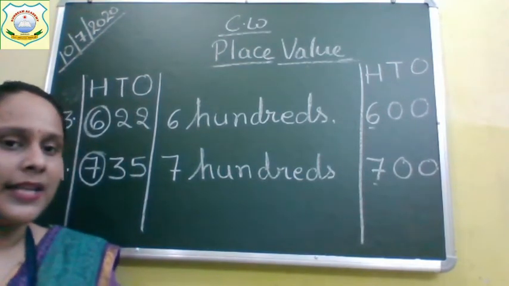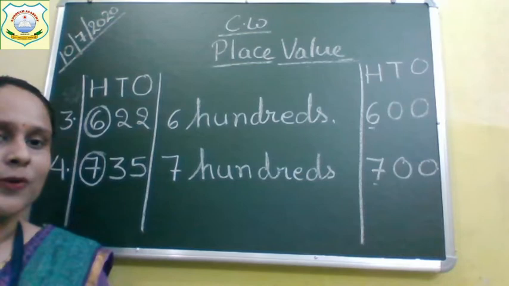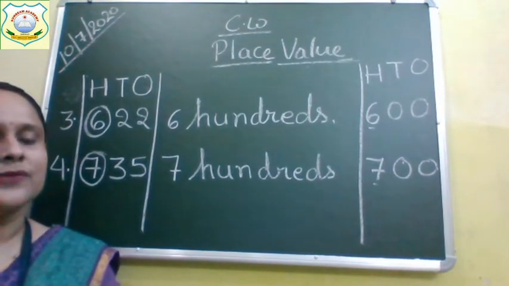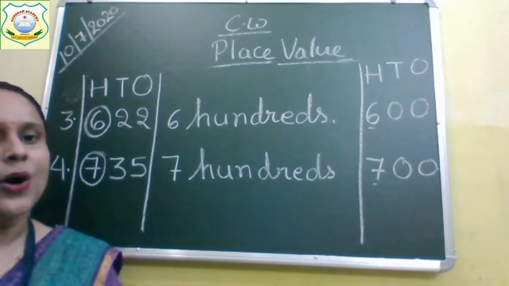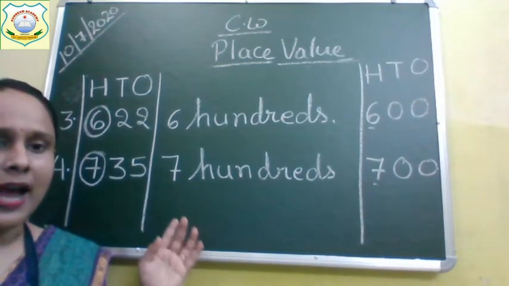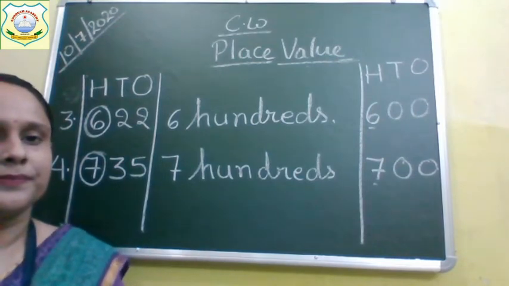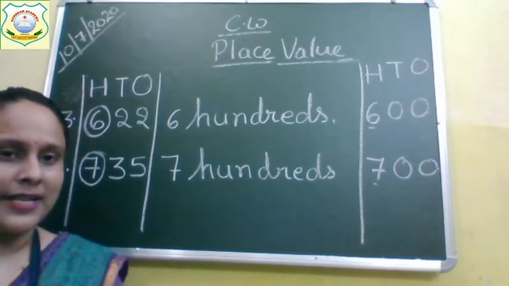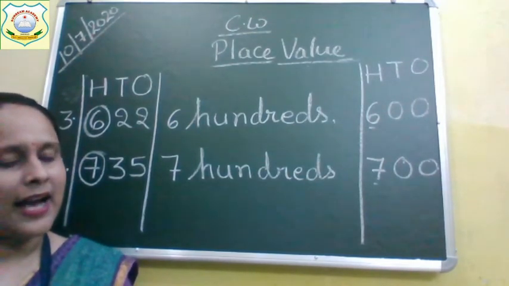Now note down these two questions, children, in your notebook clearly. Everyone note down. After this, I will give you homework questions. So note down question 3 and question 4. Now you all can easily make out the place value. You all have learnt now.